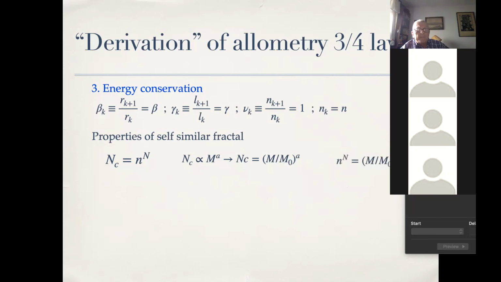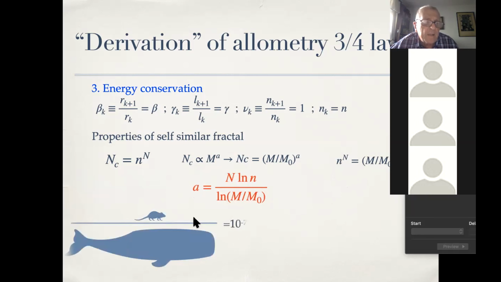If that is happening, then from this formula it follows that n to the power capital N is m to the power a, and therefore the exponent a is related by a very simple formula where I use the natural logarithms, because I prefer to work with exponents, not with the numbers. So I have this very simple expression.